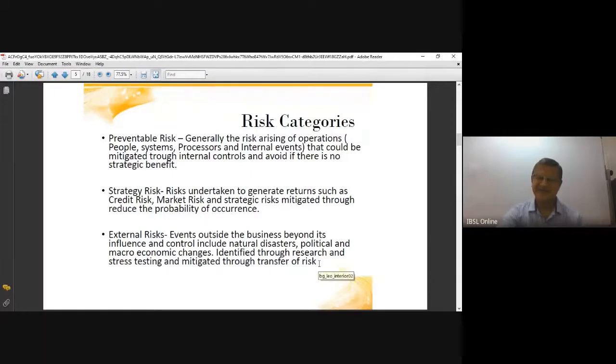These risks can be identified through research, or in risk management, we have a mechanism called stress testing. Stress testing is to actually see the future, the events that could happen which will impact our business. So we'll be dealing with that on our way forward.